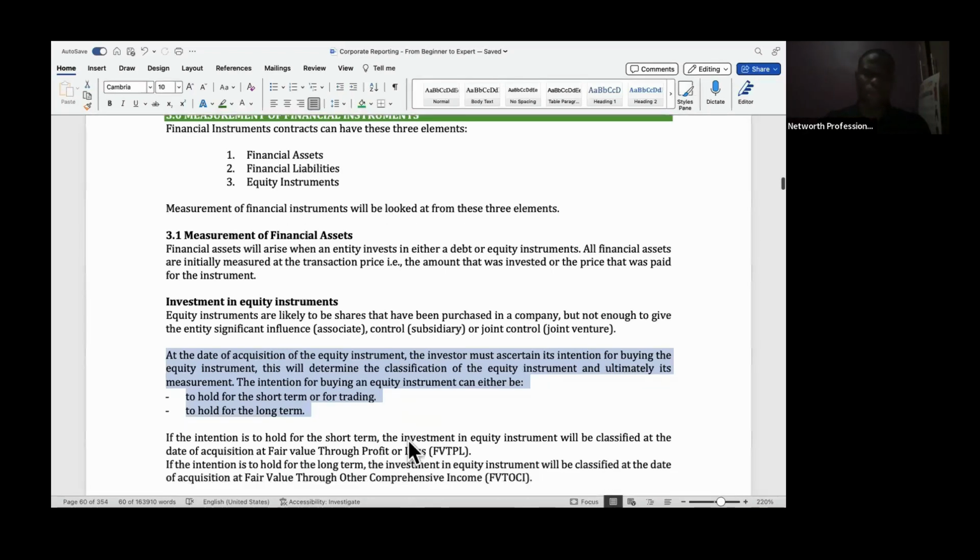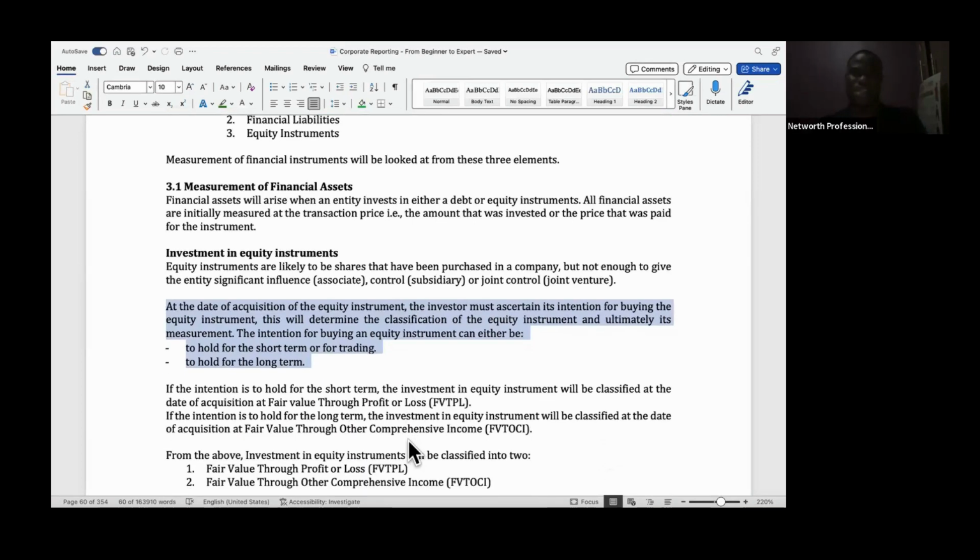When you buy shares for the short term and you want to recognize them as financial assets in your books, you don't just put it as financial assets. You are going to classify that financial asset at fair value through P or L. That is when you are buying it for the short term. But when you are buying it for the long term, you are going to classify that financial asset at fair value through other comprehensive income. This is happening at the date you bought those shares. You need to know this immediately, because that is going to determine how you describe that account in your books.